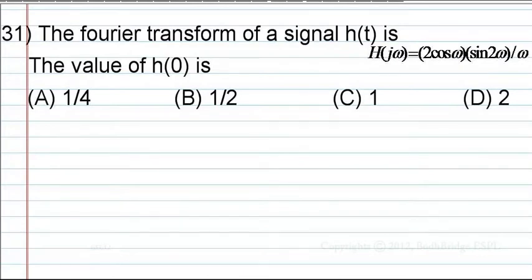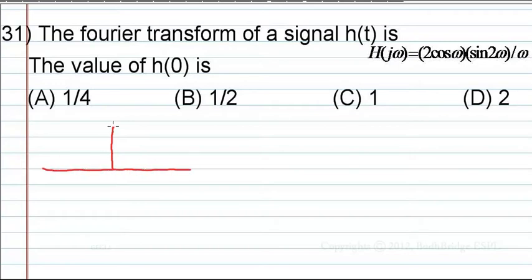The Fourier transform of a signal h of t is H of j omega equal to 2 cos omega into sin 2 omega by omega. The value of h of 0 is. The options are 1 by 4, 1 by 2, 1 and 2. This is a very simple question. Okay, first see it.